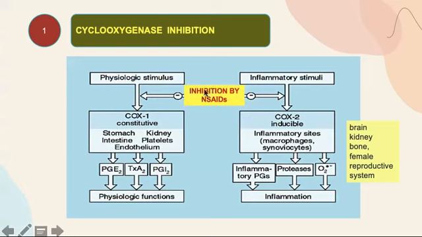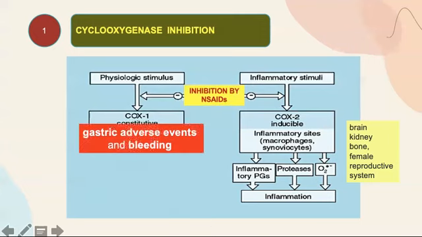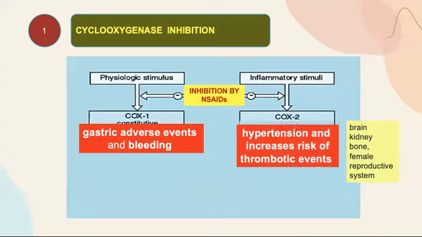Therefore, drugs that inhibit COX-1 and COX-2, we'll start with COX-1 first, will now cause the opposite effect. Instead of gastric protection or cytoprotection and platelet activation, you will now have the gastric adverse events and bleeding, and this will now complicate your therapy. On the other hand, COX-2-derived products also play important roles in blood pressure regulation and act as endogenous inhibitors of homeostasis. The inhibition of COX-2 by NSAIDs can cause or exacerbate hypertension and increases the likelihood of thrombotic events.